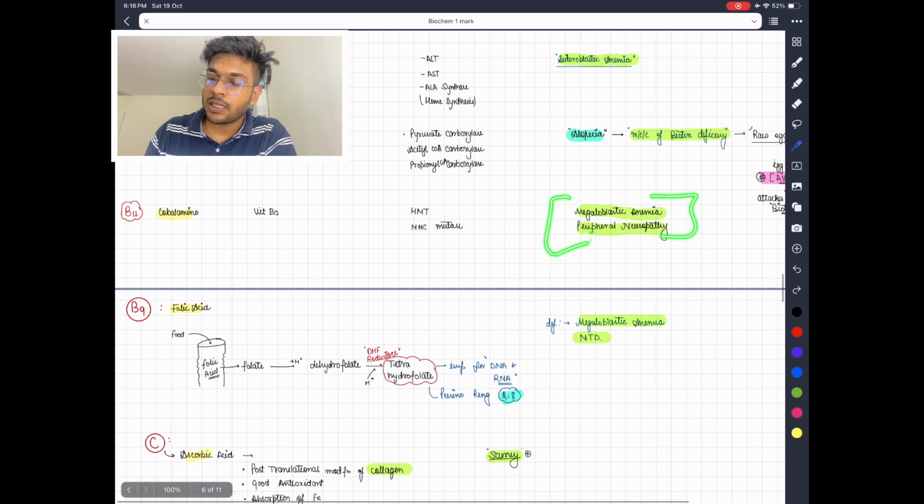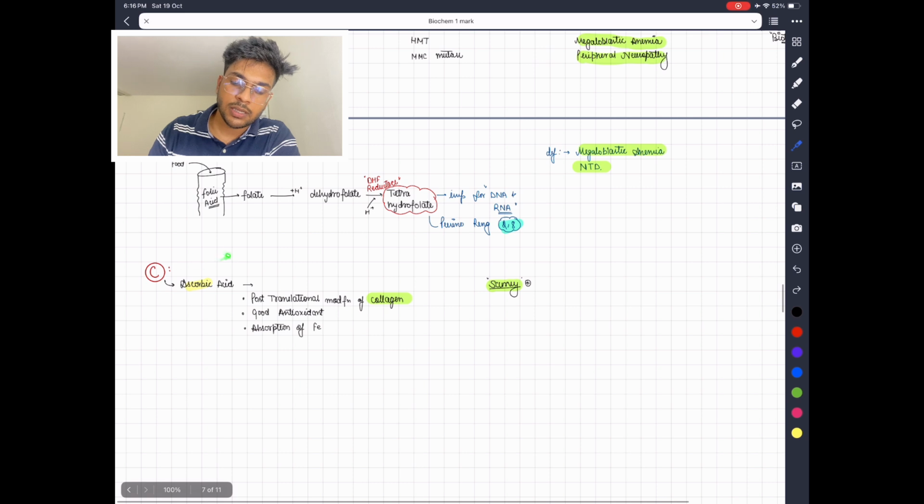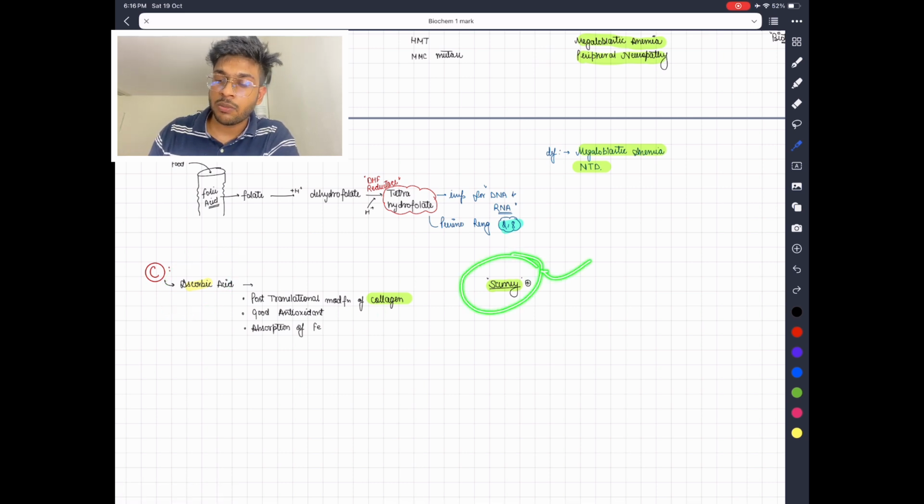Cobalamin, megaloblastic anemia and peripheral neuropathy. Folic acid, associated with megaloblastic anemia and neural tube defects. Ascorbic acid, vitamin C, associated with scurvy. Most likely this will be the answer. Also there are X-rays involved with this. Open your pediatrics and learn scurvy properly.